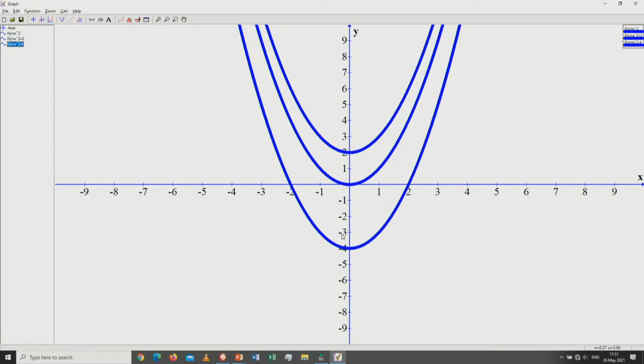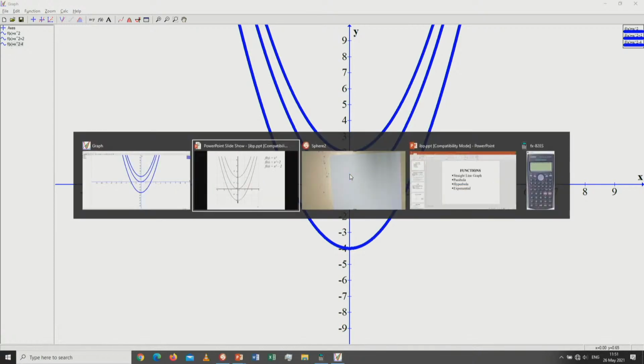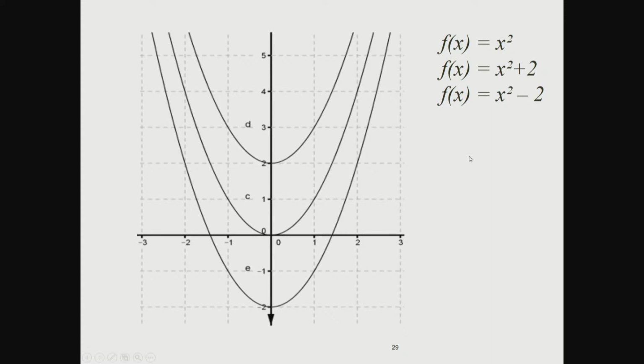Please, grade 10, keep this in mind because that is where you start with the function. You shift the graph vertically. Up, the q will be positive. Down, then the q will be negative. Very, very important. Let's keep that in mind.